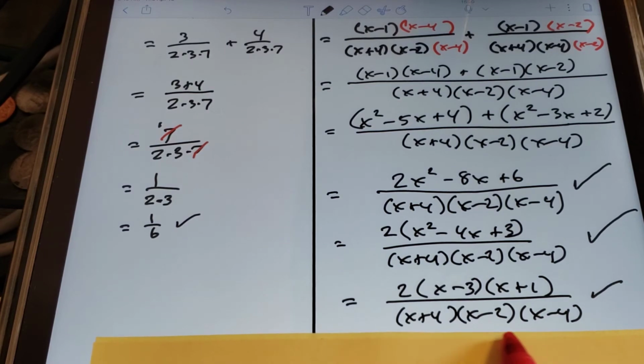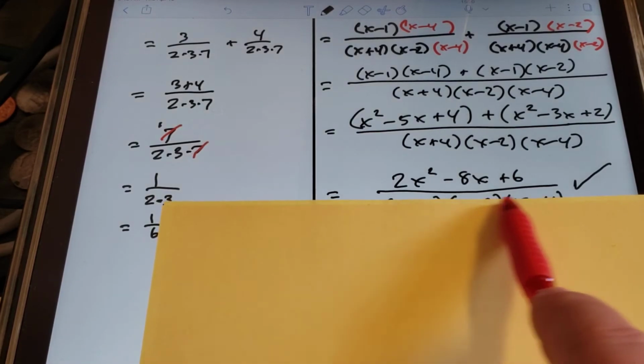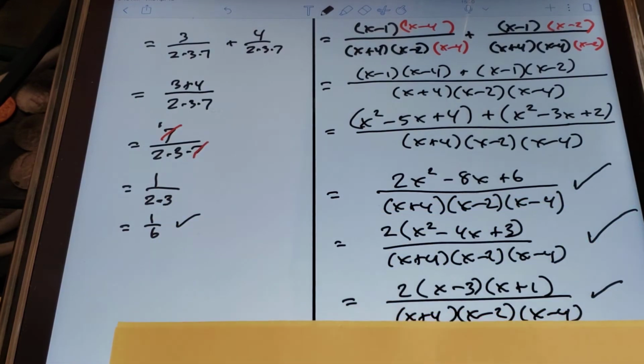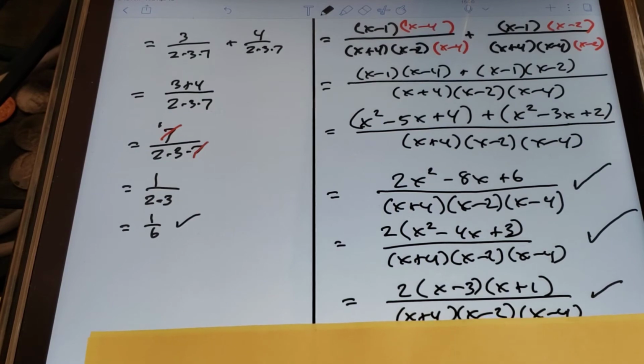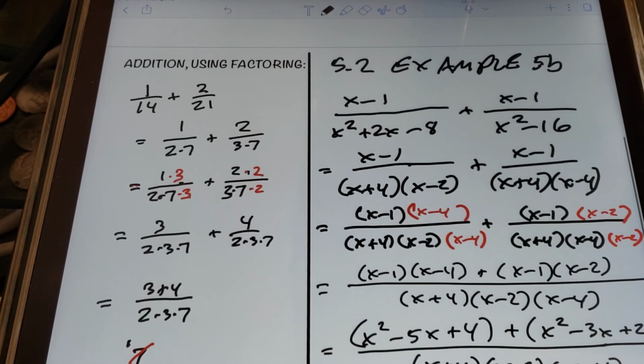You'd have to multiply this all out to get some polynomial that would start with x cubed. No, we're not going to do that. So leave things factored, leave them unfactored at your convenience. The website will give you the correct answer, whether it's factored or not factored. All right, so that was adding rational expressions.